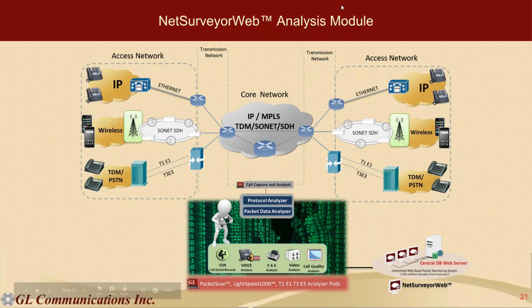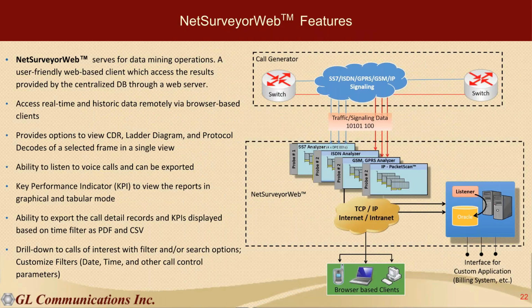So I'm going to show you what's happening down at this level. This is the far point in our architecture where we're storing the captures that have been made at multiple points in your network. Now we have that data stored historically, and we can mine that database and show you what views and features we have at that point. That product, the database, the web server and the mining of the database, is all referred to at GL as our Net Surveyor Web.